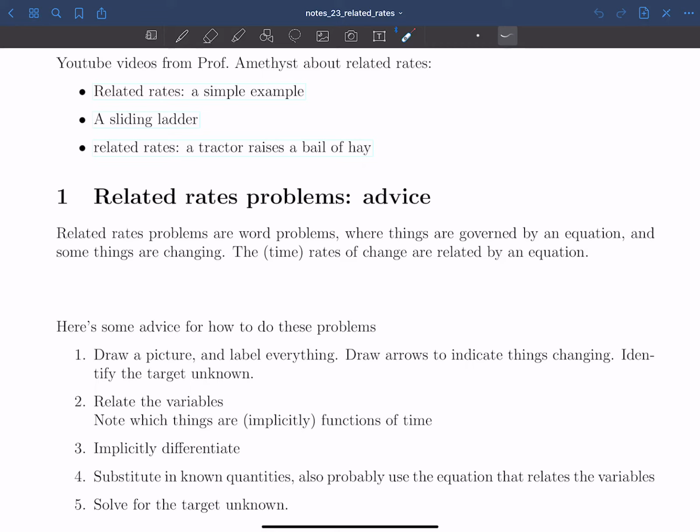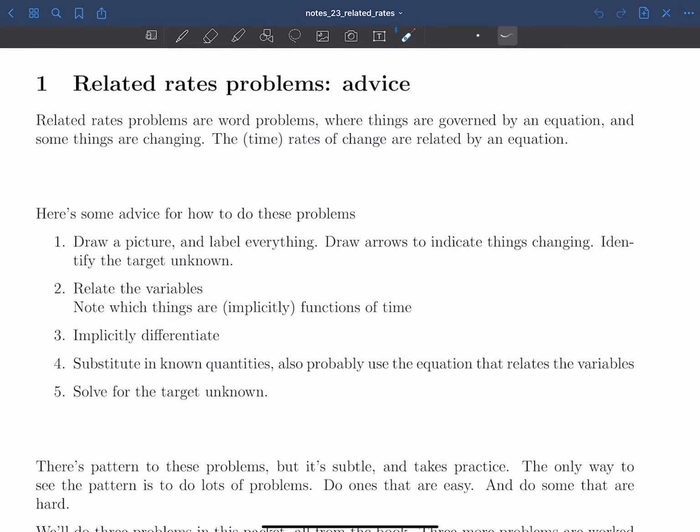So let's practice some advice for how to do these problems, and then maybe you could refer back to this advice as you try them. Everybody's method is probably a little bit different. There's some advice given in the book. The book gives a 3-step process. This one that I've given here is perhaps 5 steps in length.